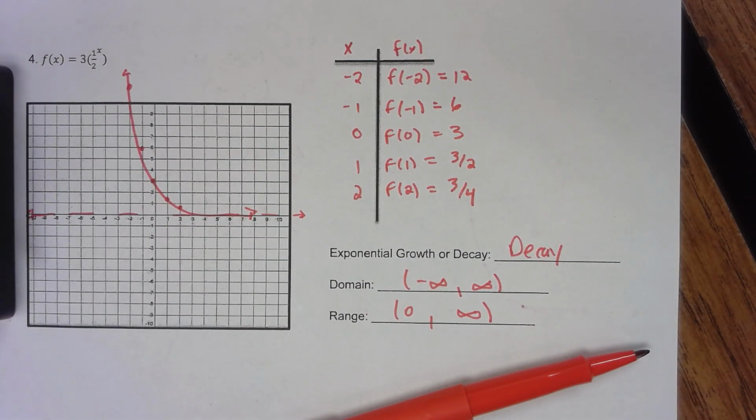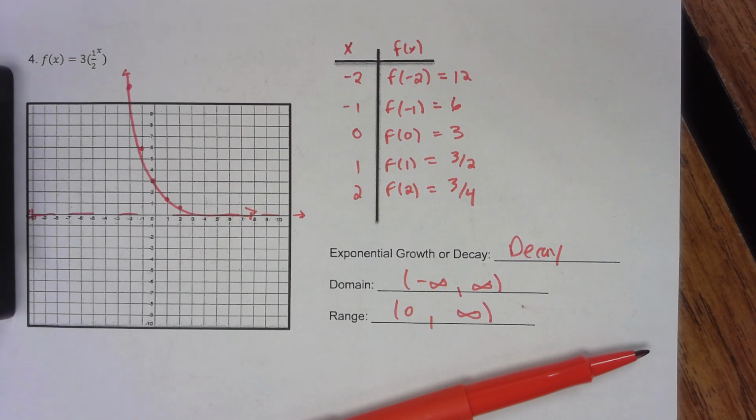Again, if you need to work it all out and do order of operations, by all means do so. This is still decay because of that base being between 0 and 1. Domain is the same. And for today, the range is going to be the same as well. But know that the range is not the same for every exponential. It depends on where that horizontal asymptote is.